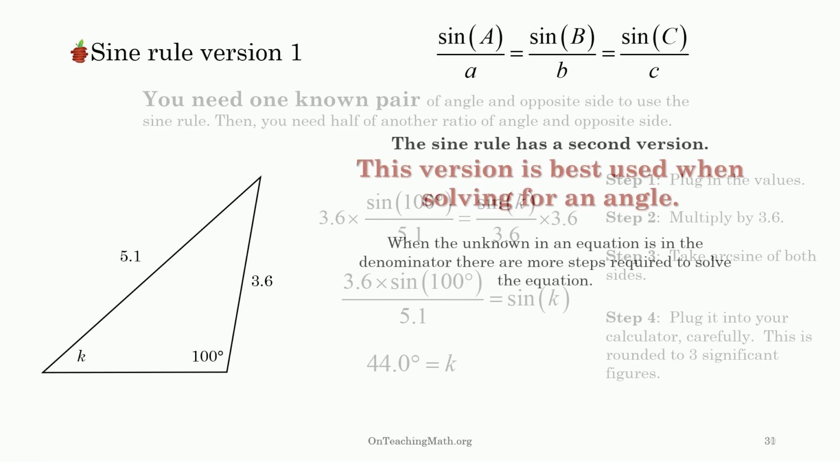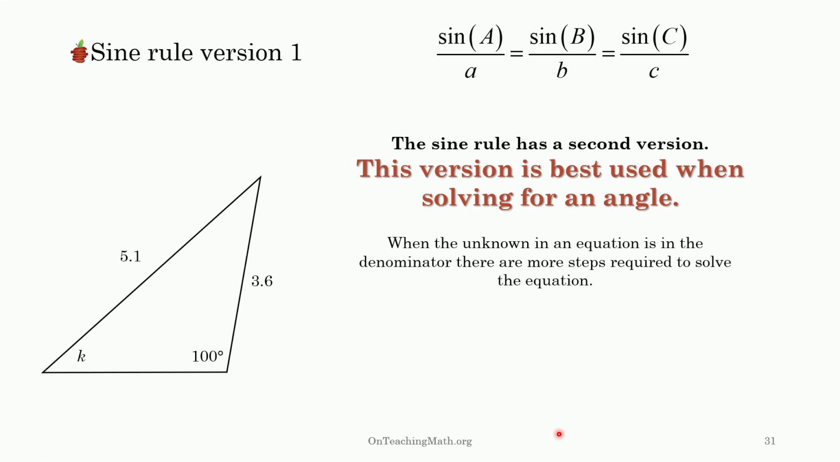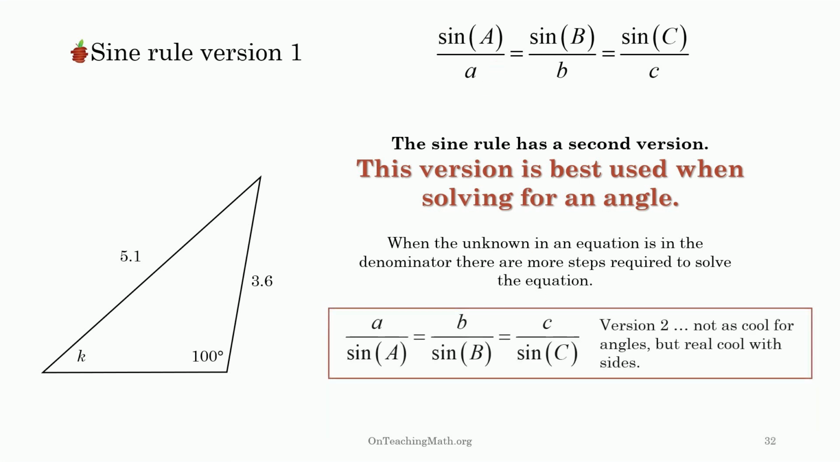Now, the reason that this very first version is used for an angle is because the angle's in the numerator. And anytime you're solving an equation and it's rational like this, where you have a ratio, like a fraction, if the unknown is in the denominator, it's a lot trickier. And we could do this formula in 2 different ways. You can have it the way we have now, which is best for finding a missing angle, or this way is way better for finding a missing side. So that's our next thing right there.